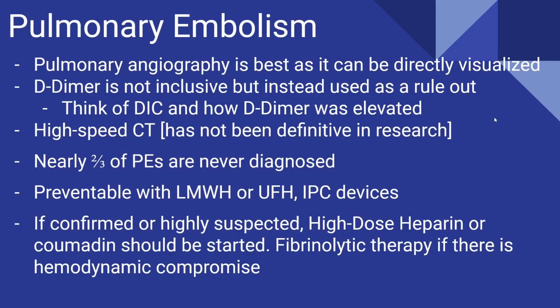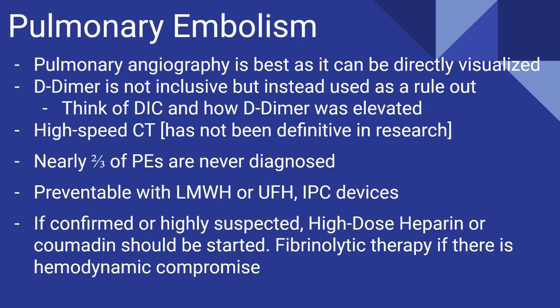So one of the best ways to visualize where the clot is and figure out how to get rid of it is through pulmonary angiography. So we can inject a dye and see exactly where the perfusion is being stopped and see what tissue is no longer perfused. We can also draw a D-dimer lab.